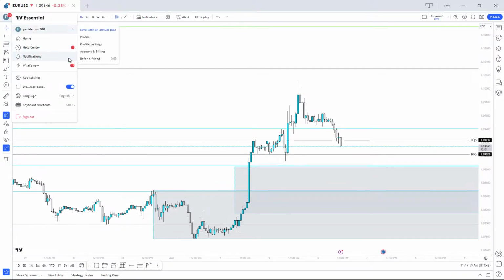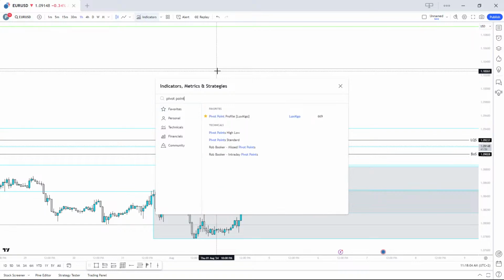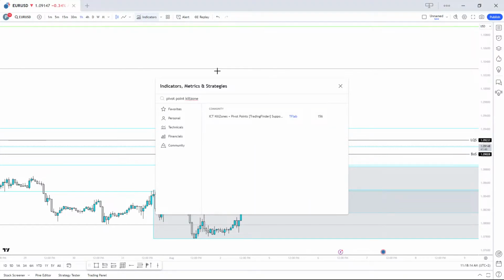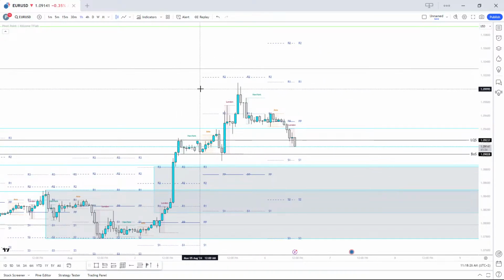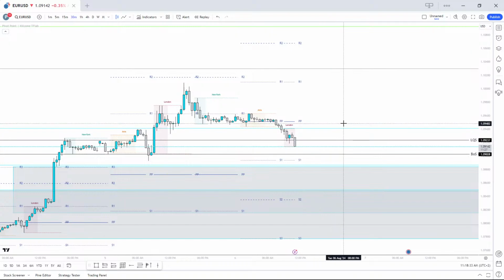Let's remove this indicator. Close this panel. Pivot point. What is it called? Pivot point. Kill zone. I think this is it. Okay, we got a lot right here. It says that it's good on the smaller time frames. Okay.